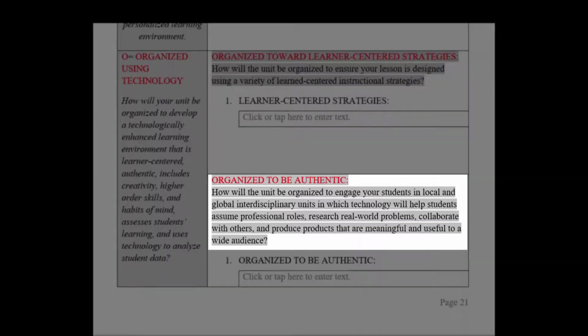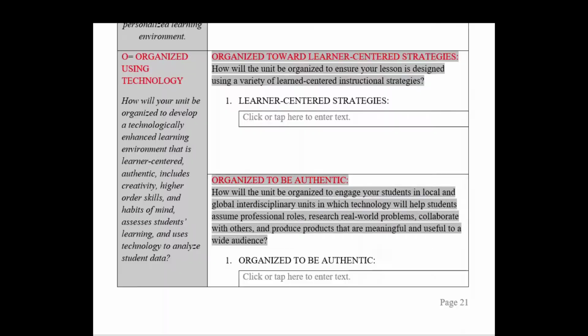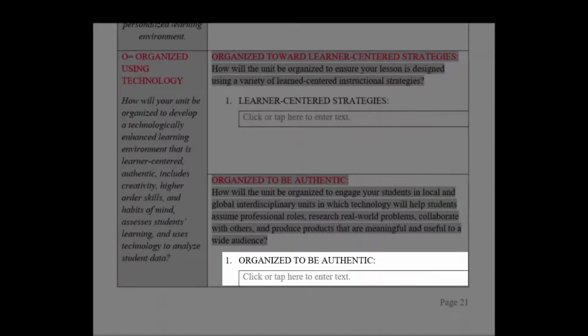The course needs to be organized so that it is authentic. This happens when students can engage in interdisciplinary units involving technology, assuming professional roles, collaborating with others, and other tasks that they would have to do outside the classroom. Once you have identified how you will authentically organize the class, enter it here.